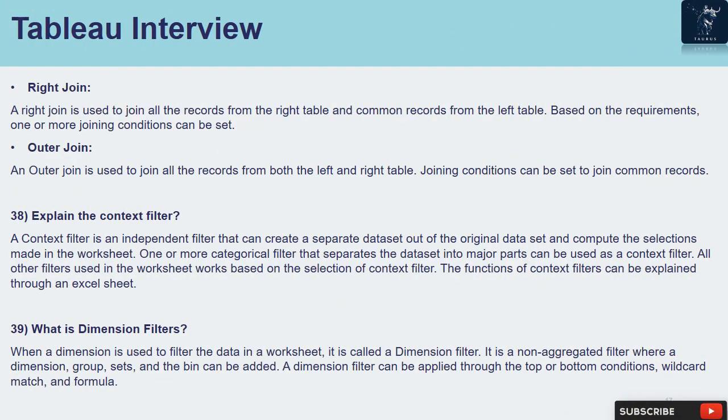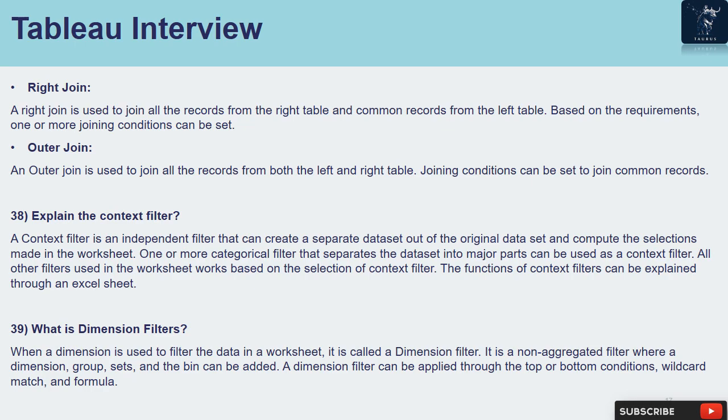Right join. A right join is used to join all the records from the right table and common records from the left table. Based on the requirements, one or more joining conditions can be set. Outer join. An outer join is used to join all the records from both the left and right table. Joining conditions can be set to join common records.